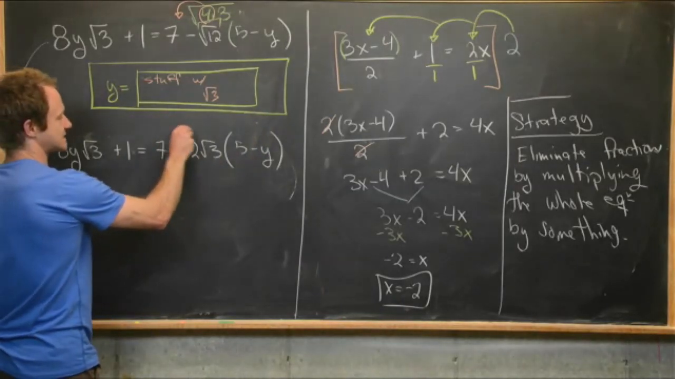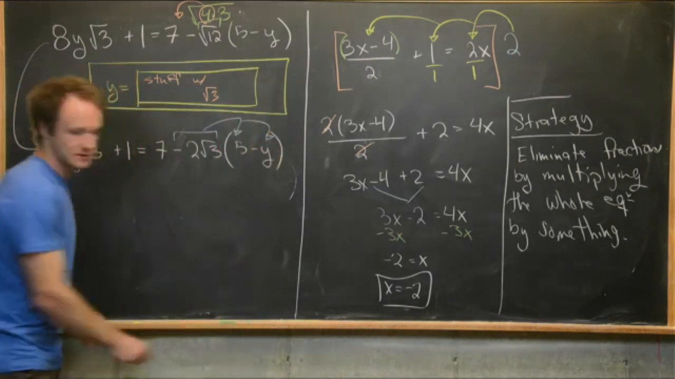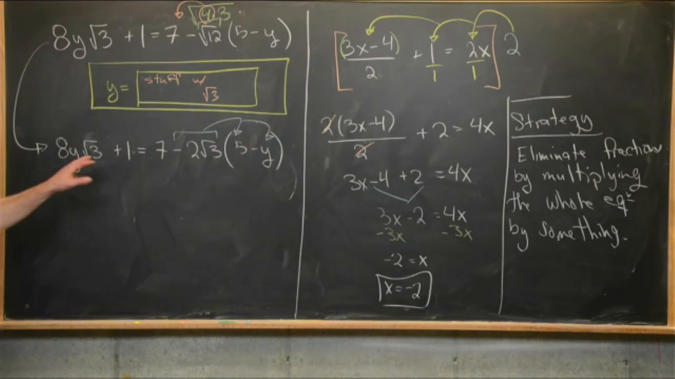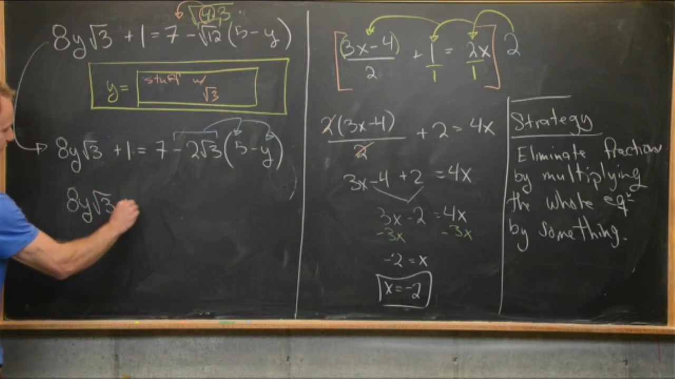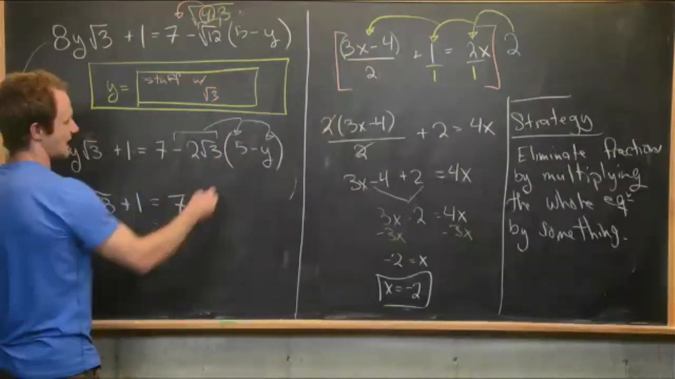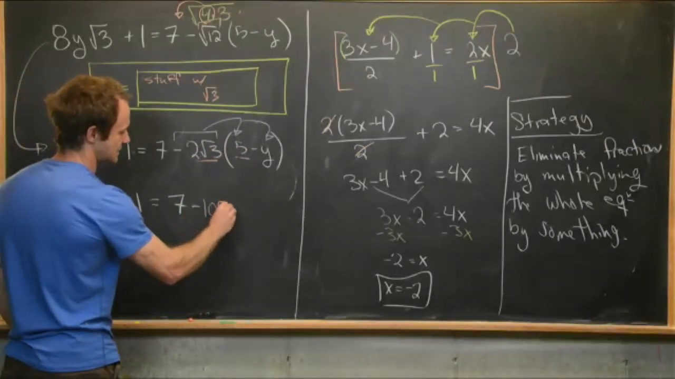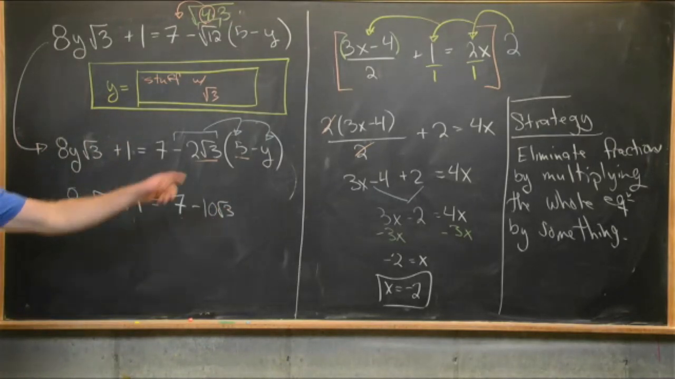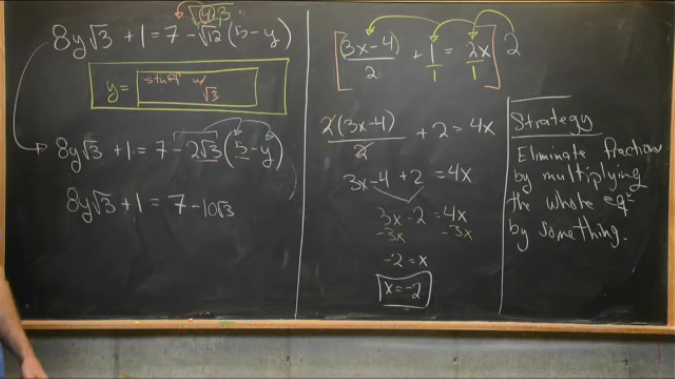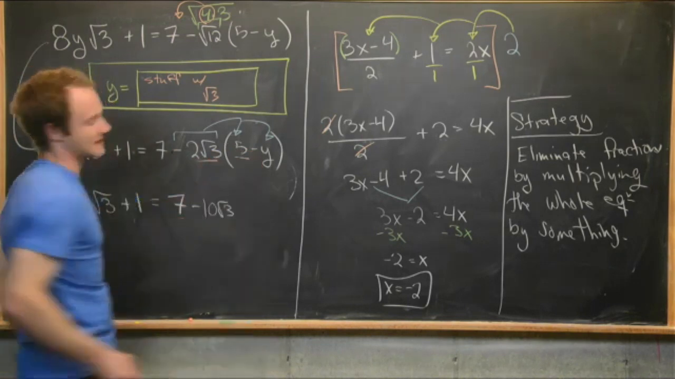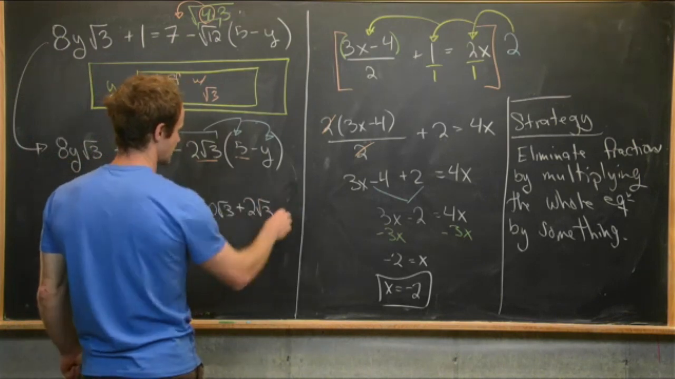So now I want to take this negative 2 square root of 3, and I'll distribute it onto both of these terms. The left-hand side of the equation is going to stay the same, so we'll have 8y square root of 3 plus 1 equals 7. If we multiply that first one, this is going to be like that times that, so we'll have minus 10 times the square root of 3. You have 2 square roots of 3, you multiply it by 5, so you're going to have 10 square roots of 3. And now we're going to have a minus sign times another minus sign. A minus times a minus is a plus, so that's going to give us plus 2 square roots of 3 times y.